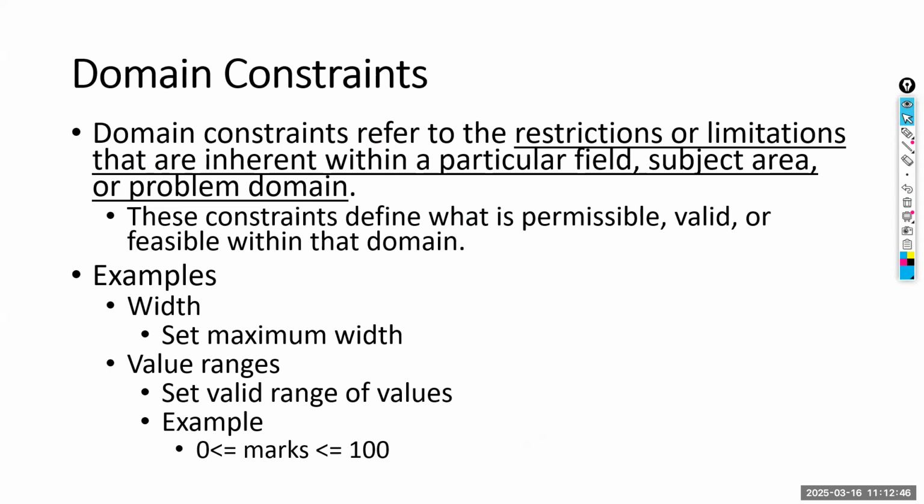Your domain can be business area, functional area. Maybe you can say marks must be between 0 to 100. Maybe there's a business rule saying discount cannot be more than 50%. Then it's a domain constraint. From business rules, you restrict. Okay, domain constraints. That is why you have these additional properties, restrict values and so on.